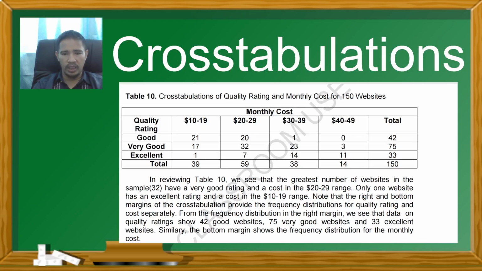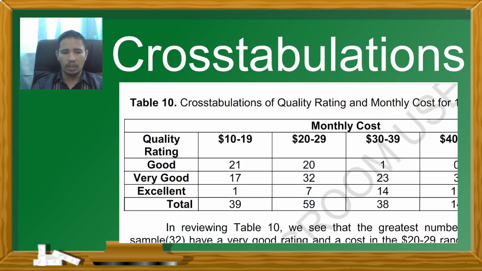So we see the data on the quality rating show 42 good websites, 75 very good websites, and 33 excellent websites. Then the bottom margin shows the frequency distribution for the monthly cost.